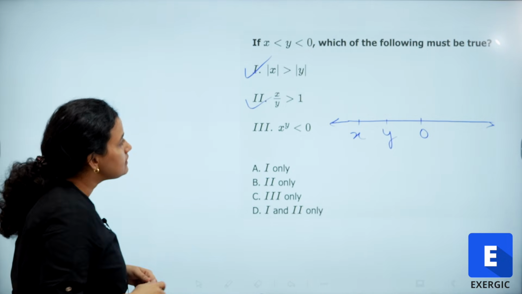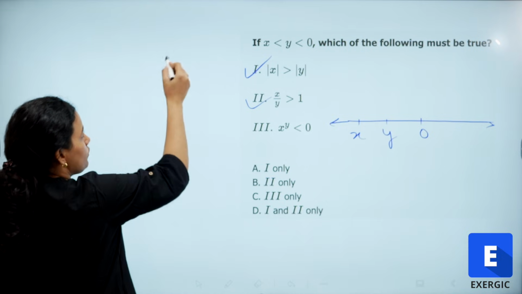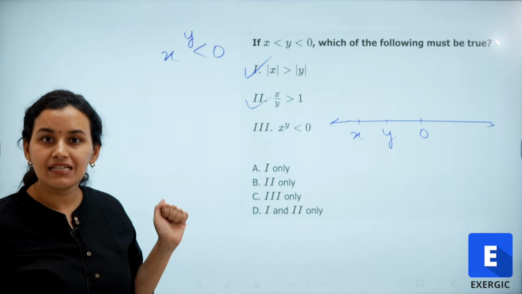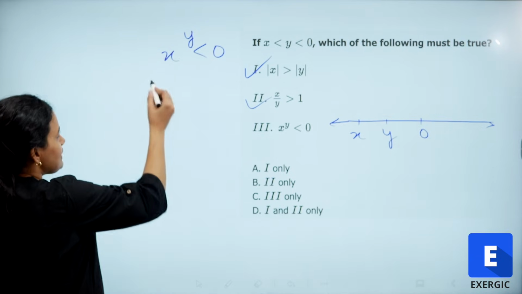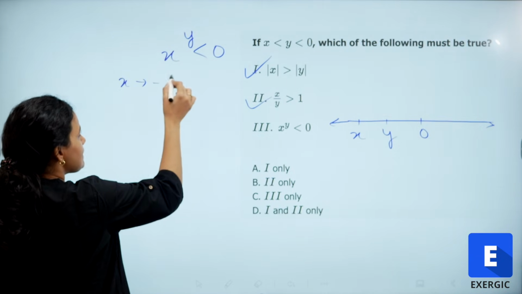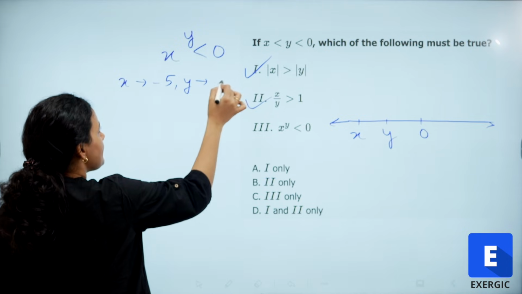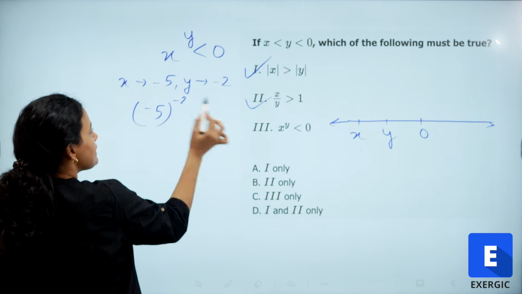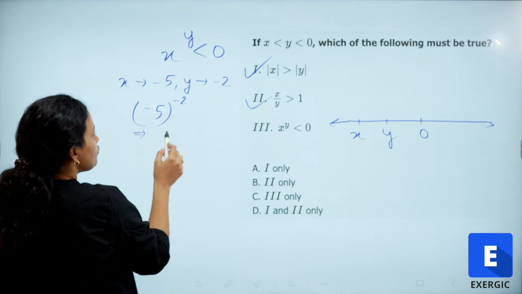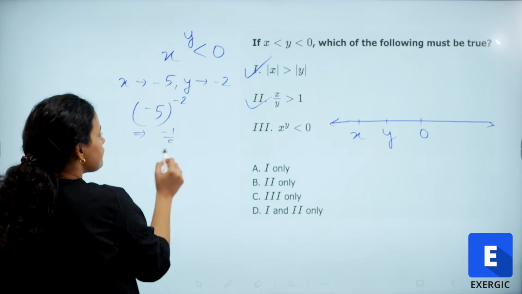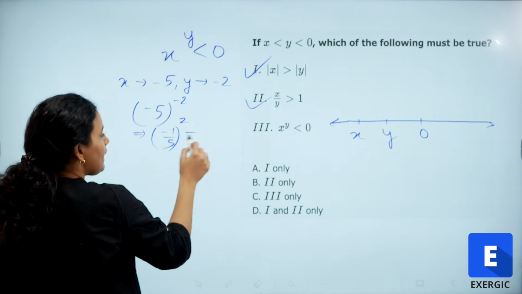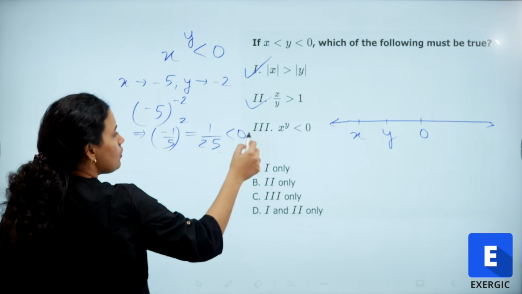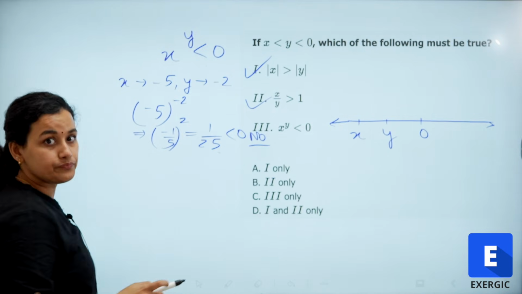The next, x raised to the power y. Is this less than 0, or is this negative? Let's say I take x to be minus 5 and y to be minus 2. So I have minus 5 raised to the power minus 2, which is 1 by 5 raised to the power 2, and that becomes 1 by 25. Is this less than 0? No, this is not true.